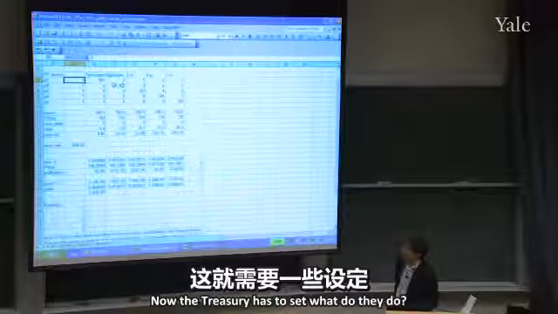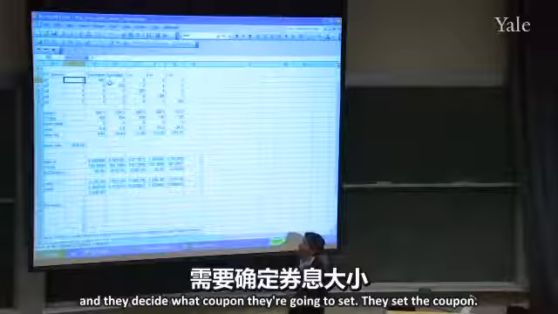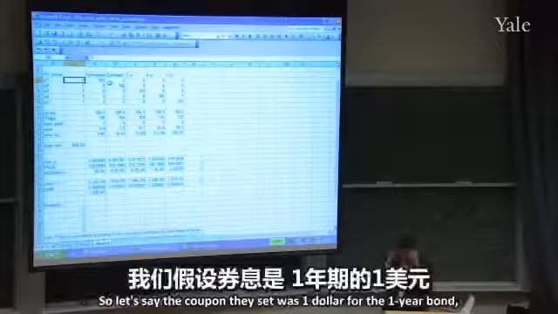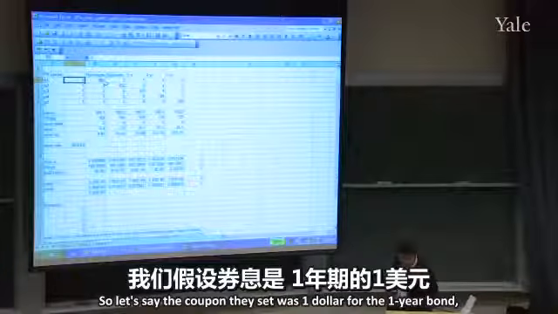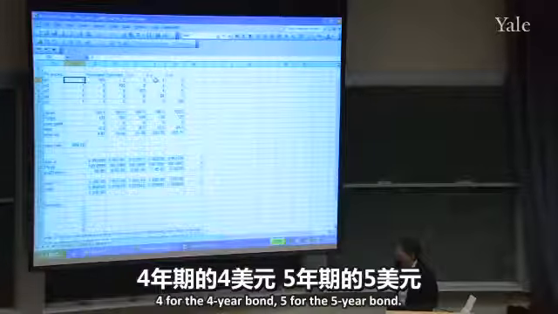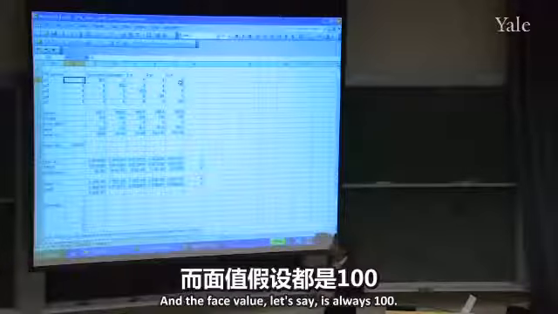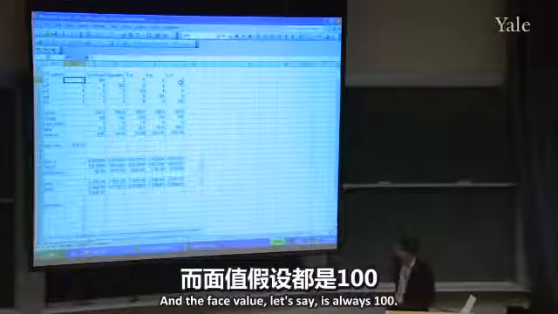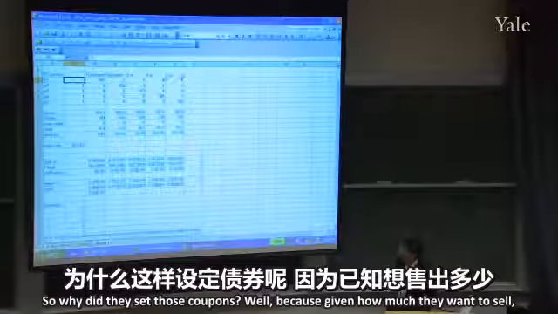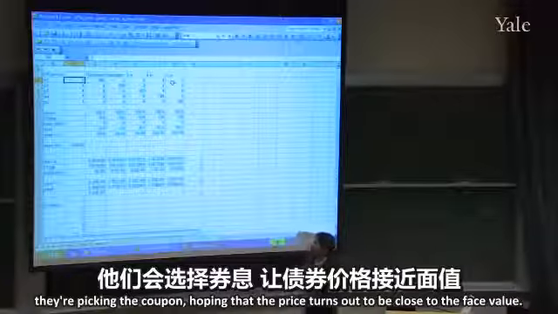Now the Treasury decides how much of these bonds they're going to sell, and what coupon they're going to set. Let's say the coupon they set was $1 for the 1-year bond, $2 for the 2-year bond, $3 for the 3-year bond, $4 for the 4-year bond, $5 for the 5-year bond. It's easy to remember; that's why I chose those numbers. And the face value is always 100. Why did they set those coupons? Because given how much they want to sell, they're picking the coupon hoping that the price turns out to be close to the face value.